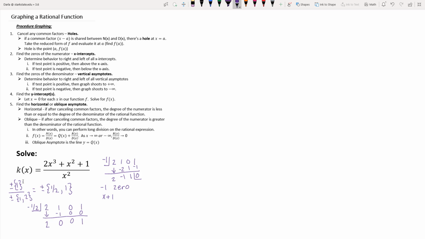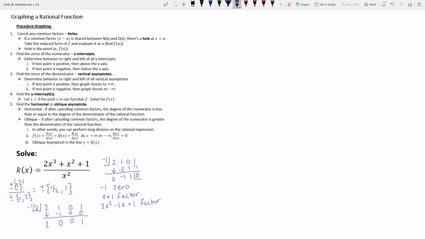a factor. And then the other factor that corresponds is our depressed equation that we got as a result from our synthetic division, which is going to be 1 degree less than our polynomial to begin with, which was degree 3. So it's going to be 2x squared minus x plus 1 is the other factor.